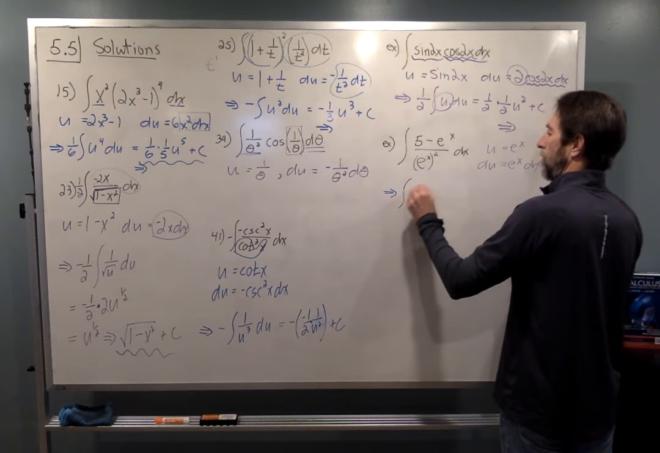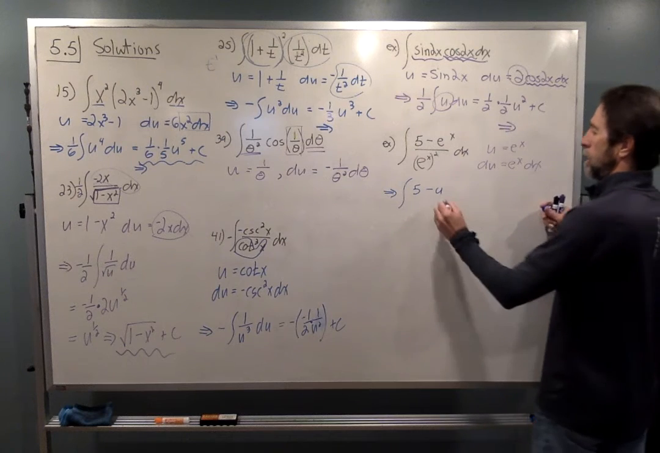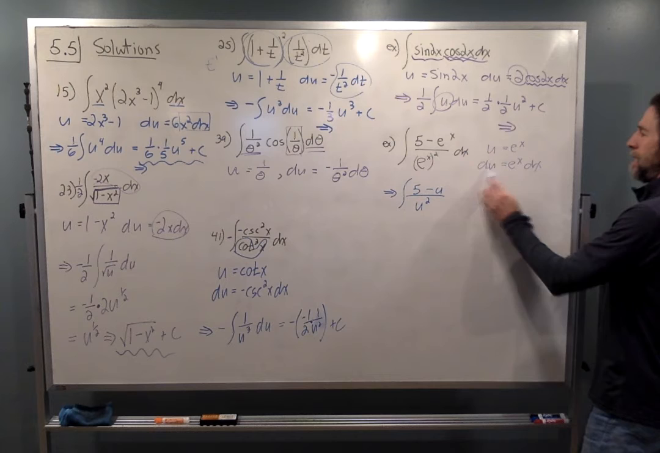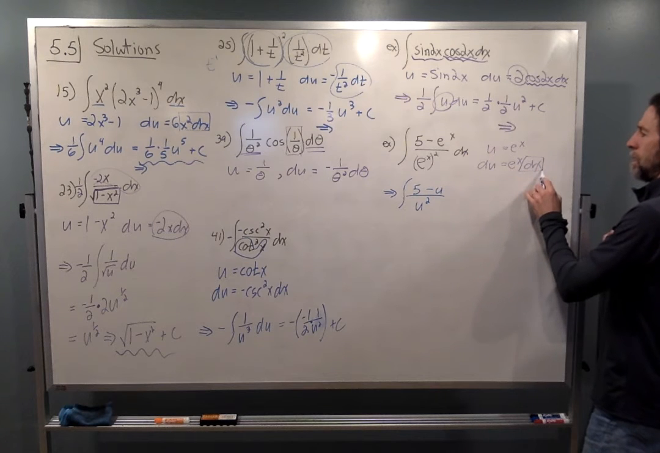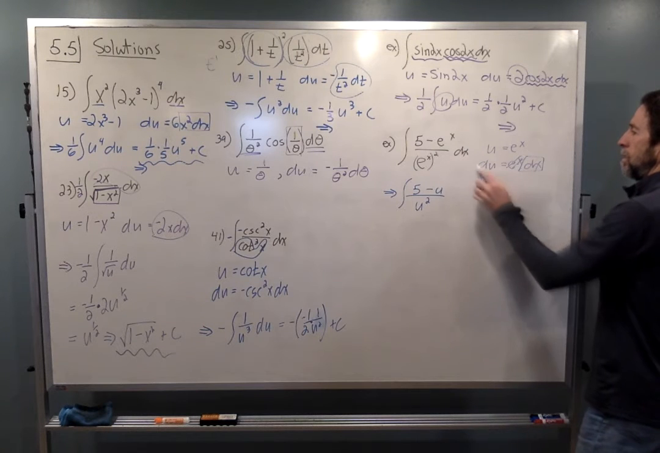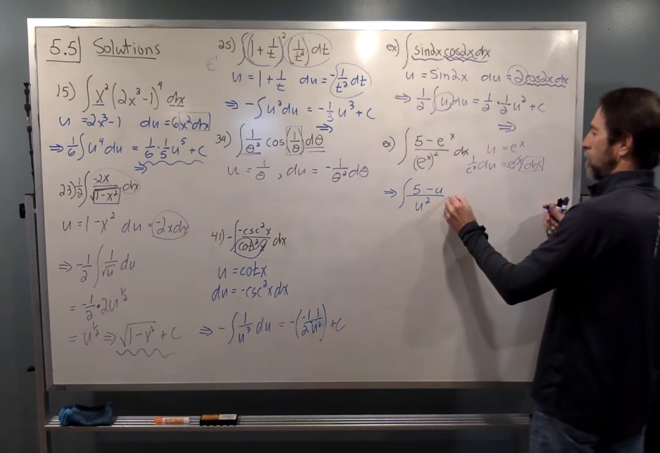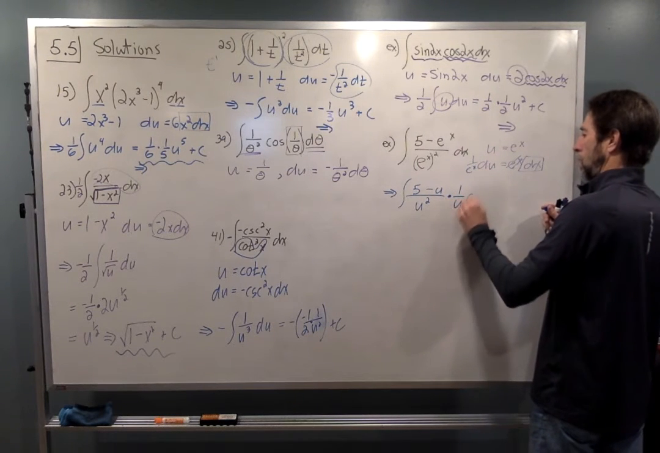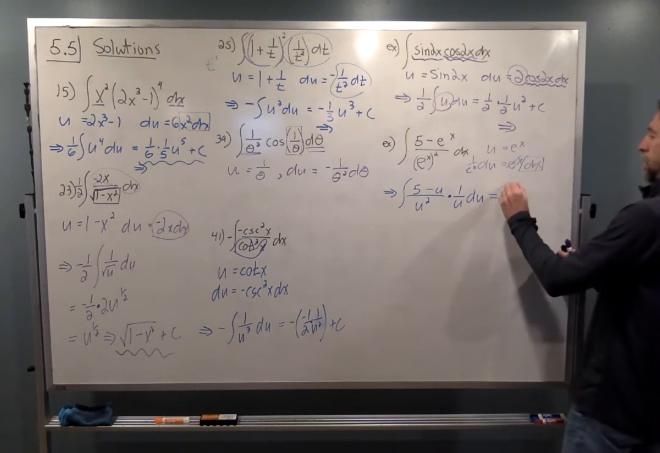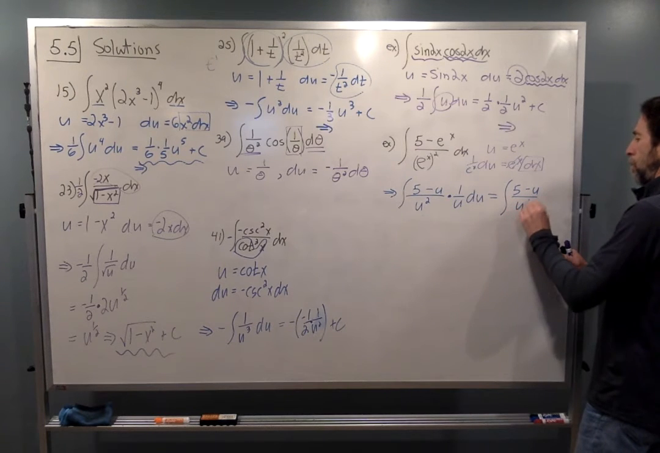This becomes the integral of 5 minus u. Again, u and e to the x are the same. The bottom is u squared. But the dx is basically 1 over u. One over e to the x du, which is 1 over u du. Well, let's see how that one plays out. That's going to be 5 minus u over u cubed.